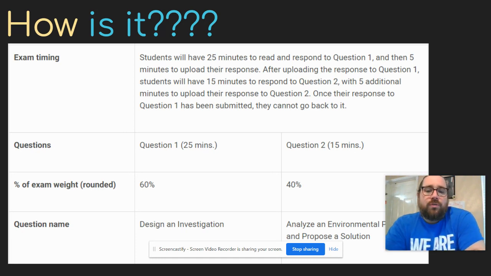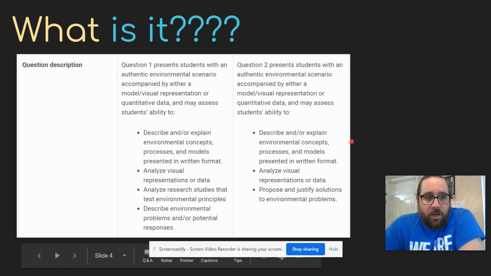And then so you have 25 minutes to do it, 5 minutes to upload your response, and then here comes question two. You cannot go back to question one once you've started question two. Then you do question two. You have 15 minutes to do that one, 5 minutes to upload it, and you're done. If something goes wrong during the uploading process, you're kind of like automatically out. You have to do the makeup test. We'll talk about that in a second.